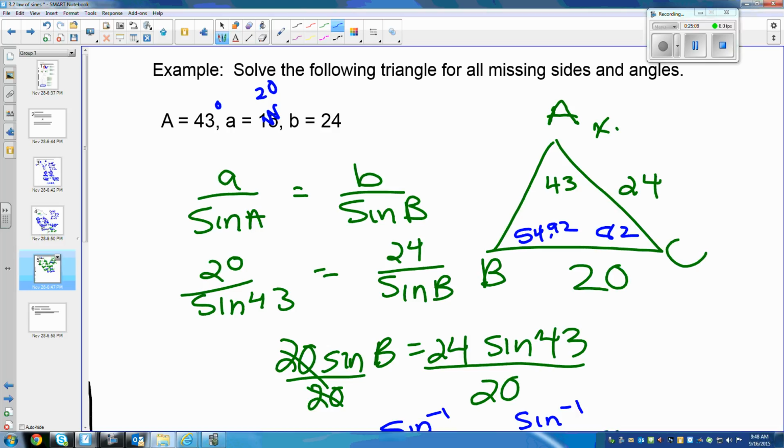Someone's throwing out Pythagorean theorem: a squared plus b squared is equal to c squared. What was c? A hypotenuse. And this is not a 90-degree triangle, so we cannot use Pythagorean theorem. So how can we find side c then? Good. I would use a because those are definite numbers, right? There's no extra decimals. So I would use a because it has 43 degrees and 20.